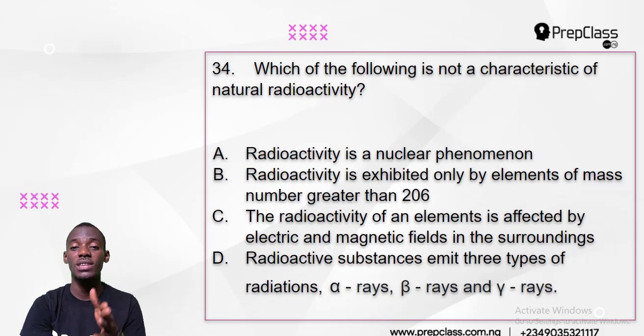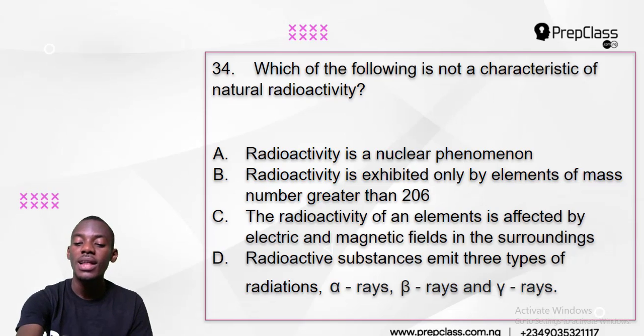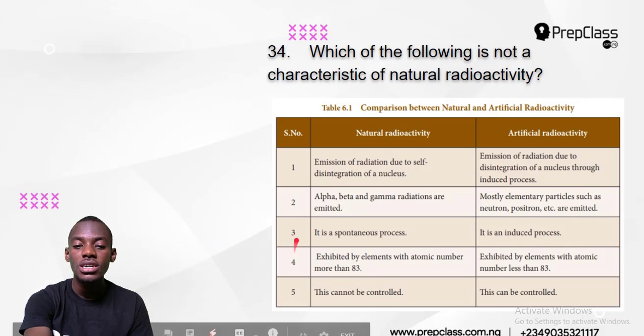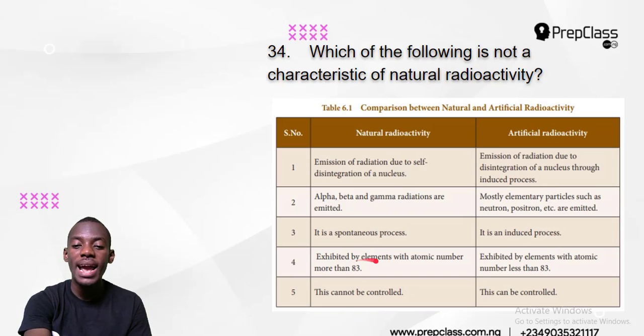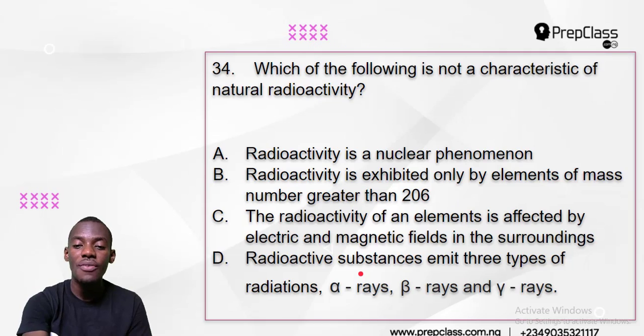And you know alpha is positive, beta is negative, and gamma is chargeless. And that is also true. So options A and D are correct. Now the next one is that it is a spontaneous process. That means it continually happens, it never stops, and you can't stop it. It is exhibited by elements with atomic number more than 83, and that's what you have here.